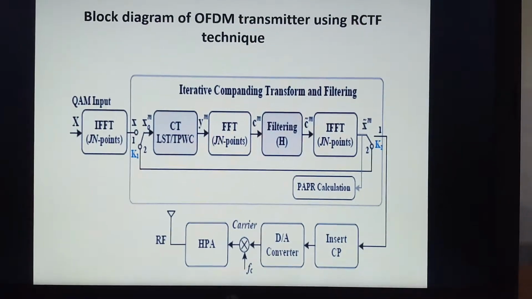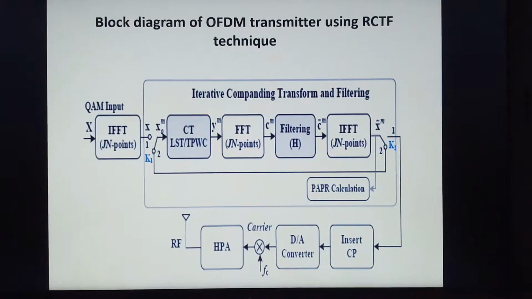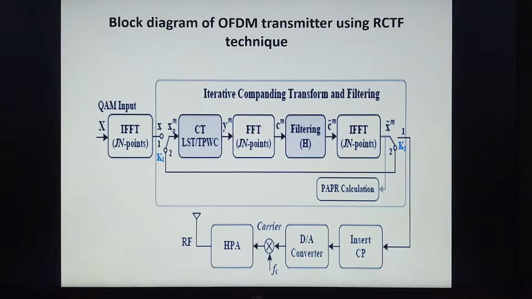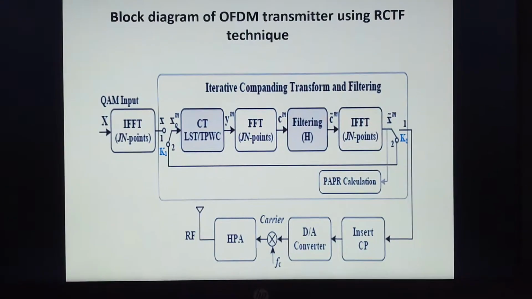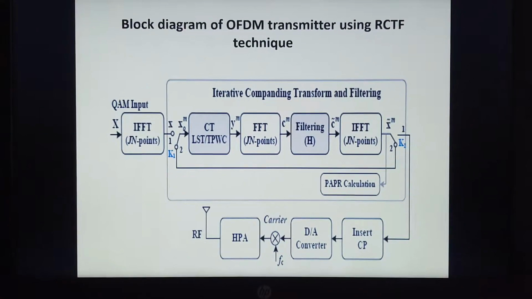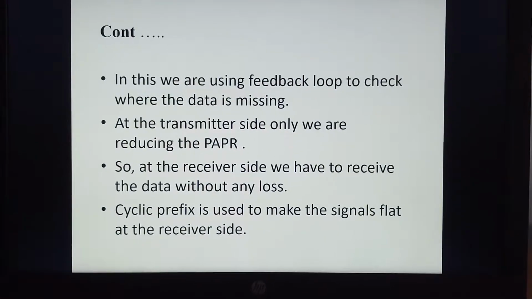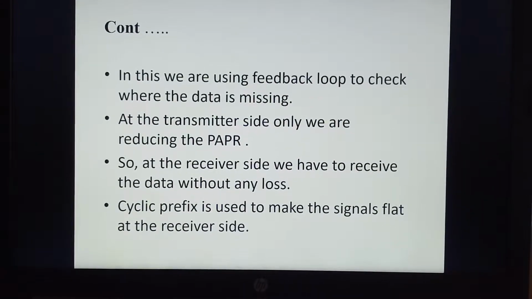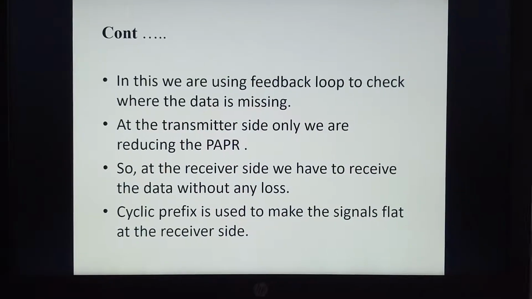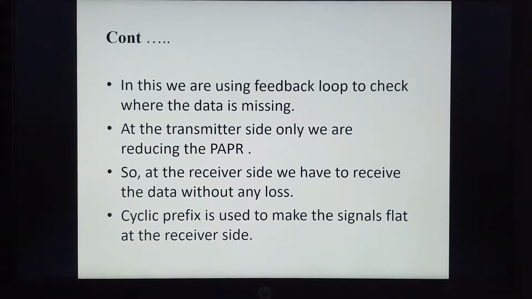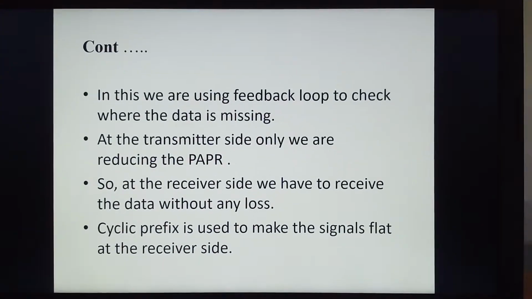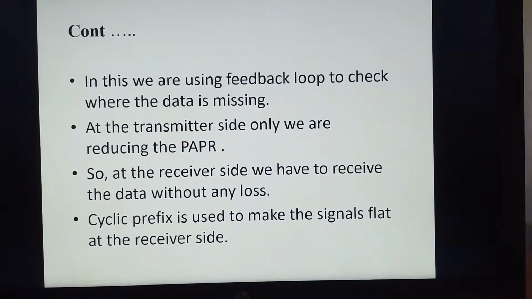In this, the PAPR is reduced in the transmitter only. So in the transmitter, we are inserting a cyclic prefix and amplifying the signals by using a high power amplifier. In this we are using a feedback loop to check where the data is missing. At the transmitter side only we are reducing the PAPR, so at the receiver side we have to receive the data without any loss. So here the cyclic prefix is used to make the signals flat.